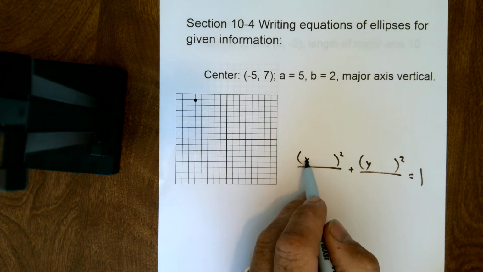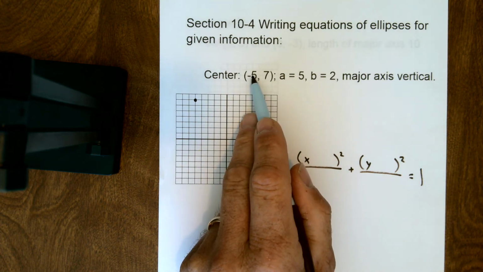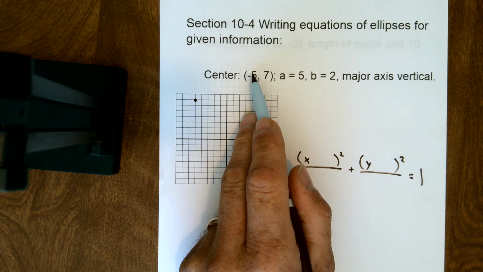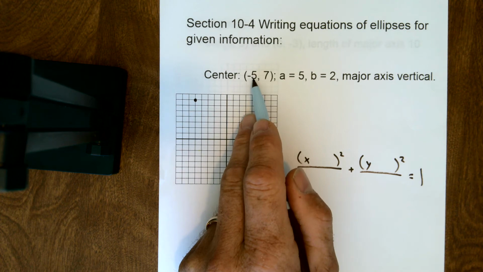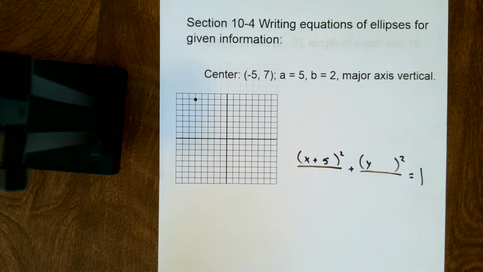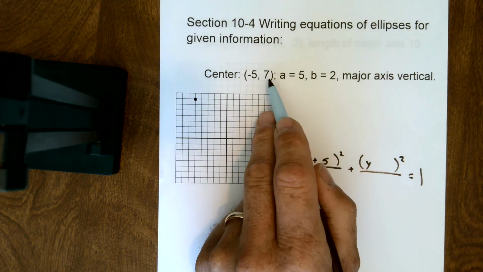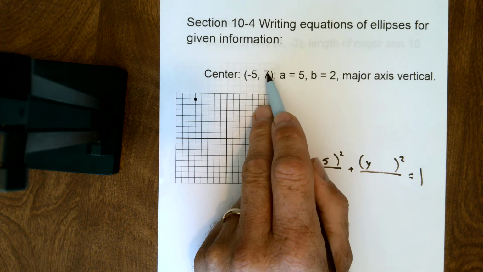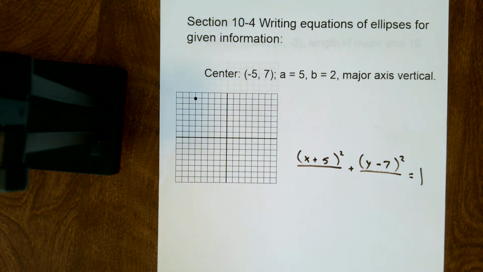I also know that the x value is going to come from the center point. So I know that my x value is going to be the opposite of that -5. So I'm going to have a +5 with my x. The value that goes along with y is going to come from my center. It's going to be the opposite of that number. So I know I'm going to have a y - 7 being squared.